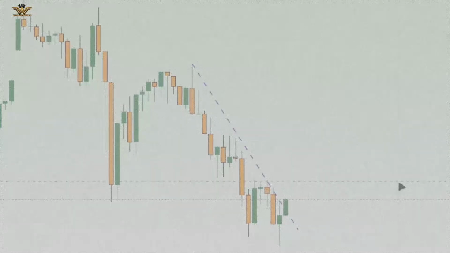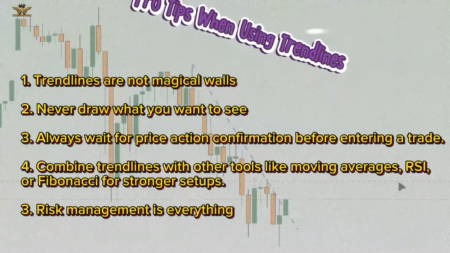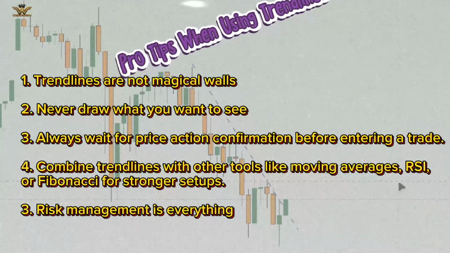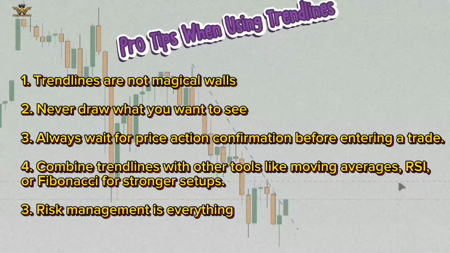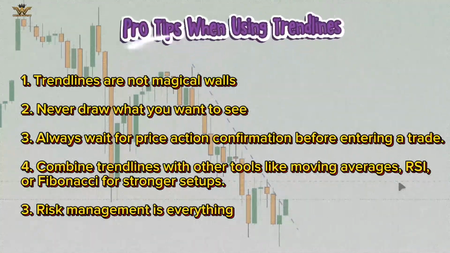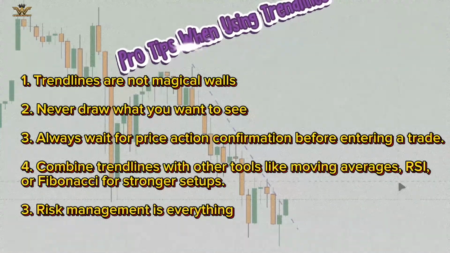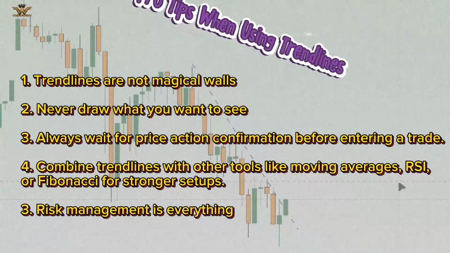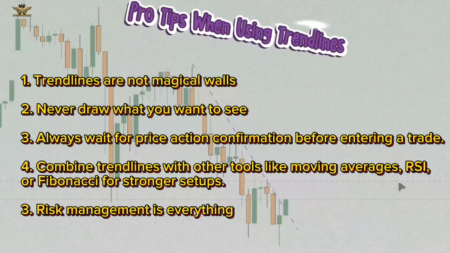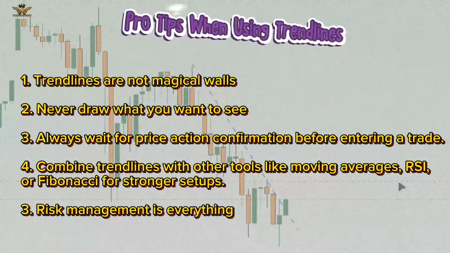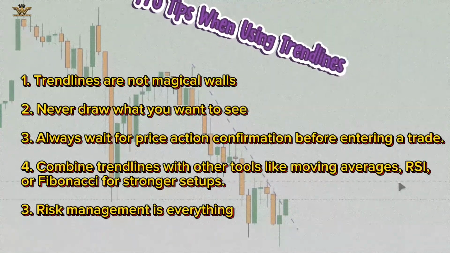And finally, the key tips for you when trading trend lines. First, trend lines are not magical walls. Price can pierce them slightly before reacting. Never draw what you want to see. Let the market speak to you. Next, always wait for the price action confirmation before entering a trade. And combine trend lines with other tools like moving averages, RSI, or Fibonacci for a stronger setup. And finally, risk management is everything. No setup is ever 100% certain.